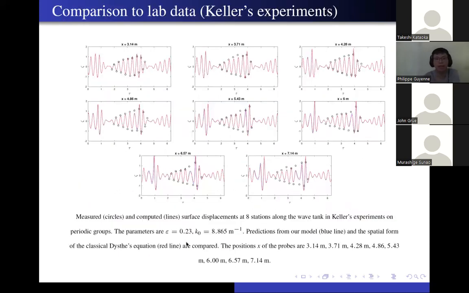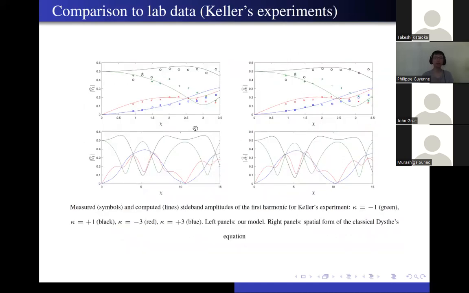All right, and we did some comparison with Kähler's experiments taken from some wave tank experiments. We follow what Lowe and May did in their paper, when they compare the spatial form of the classical dist equation to these very same experiments. So these are time series at various locations down the tank. In red, that's the classical dist. In blue, that's the Hamiltonian dist. And you don't see much because they basically coincide. And the black circles, these are the experimental data. So you can recognize this characteristic asymmetric shape of the wave packets over time, which is reproduced by the dist models.